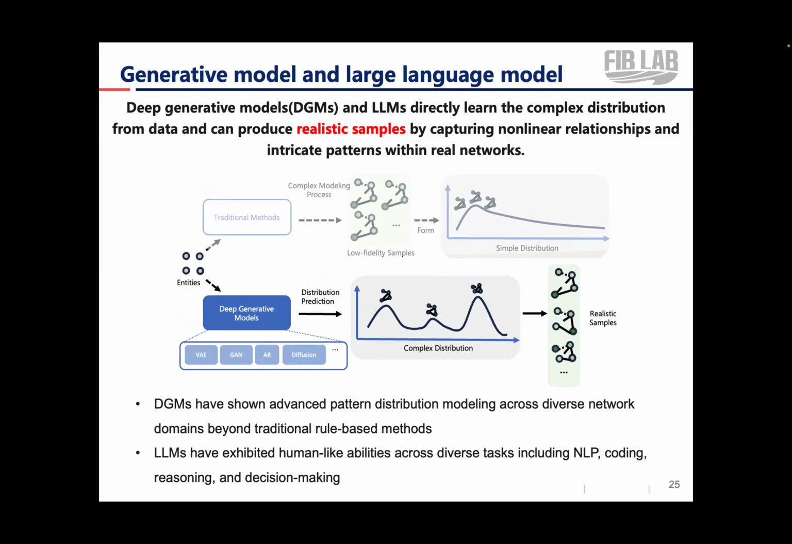Basically, they're all generative models, and they all perform well at learning the complex distribution from the empirical data. So they can produce realistic samples by capturing the nonlinear relationships and intricate patterns within real-world networks. And for deep generative models, they already show advanced pattern distribution modeling across diverse network domains beyond traditional rule-based methods. And LLMs also exhibit human-like ability across diverse tasks.